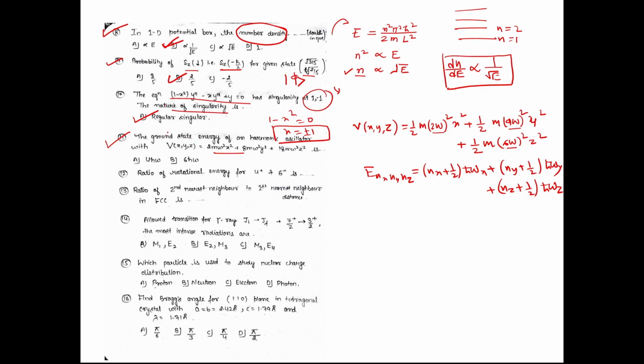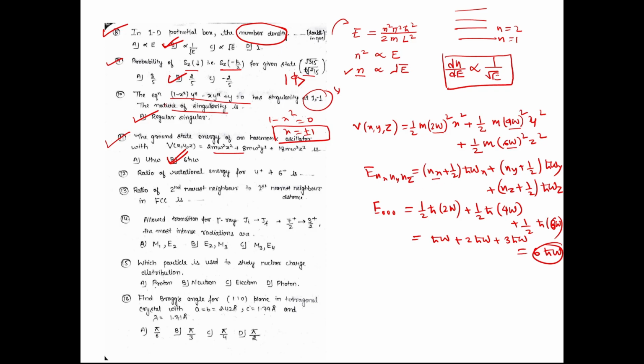So what will be the ground state energy? For the ground state energy, nx, ny, nz will be 0 0 0. So for this case, it gives half into h cross into 2 omega, plus half into h cross 4 omega, plus half into h cross into 6 omega. Okay, so here h cross omega plus 2 h cross omega plus 3 h cross omega, so as a whole we get 6 h cross omega. Okay, so option B is the correct one.